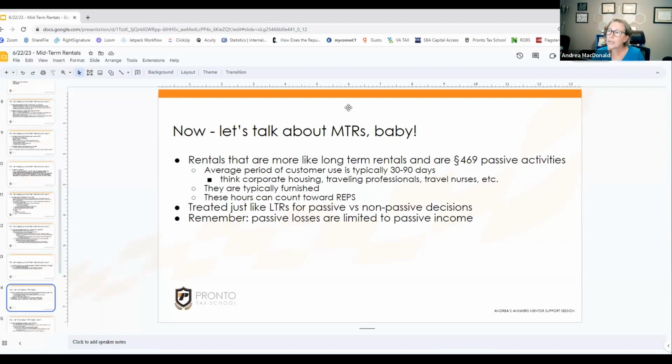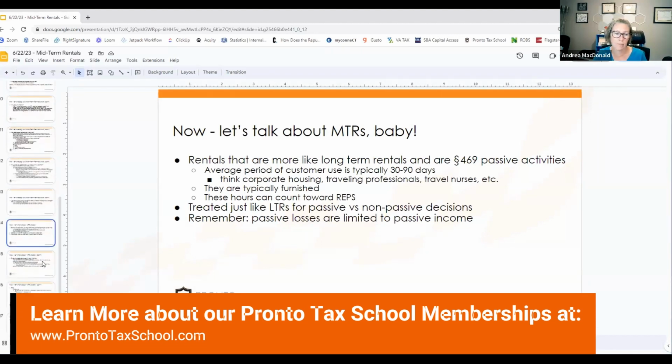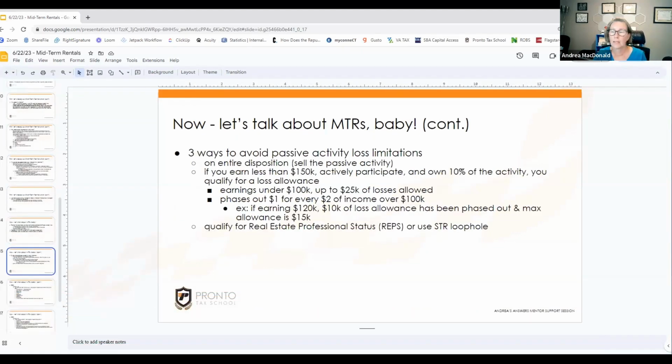Because these are treated like long-term rentals, the hours for MTRs, for midterm rentals, count towards reps. So if you're trying to achieve real estate professional status, your midterm rentals and your long-term rentals both will help you qualify. They're treated just like long-term rentals for passive versus non-passive decisions. And again, just remember, passive losses are limited to passive income, which is why so many people are trying to go for short-term rentals in their tax planning strategies.